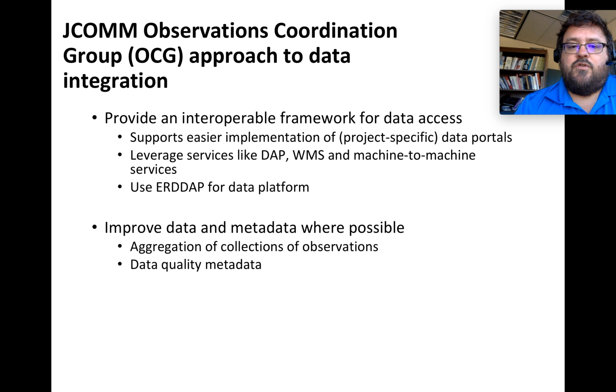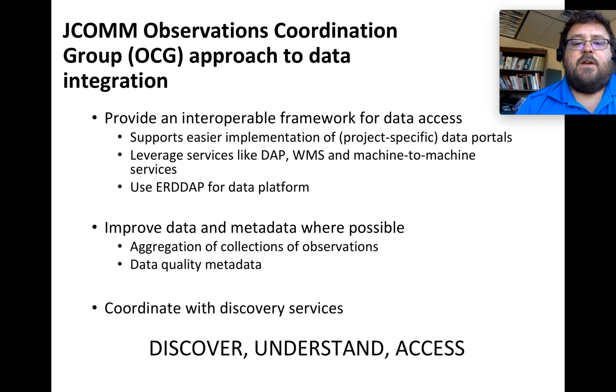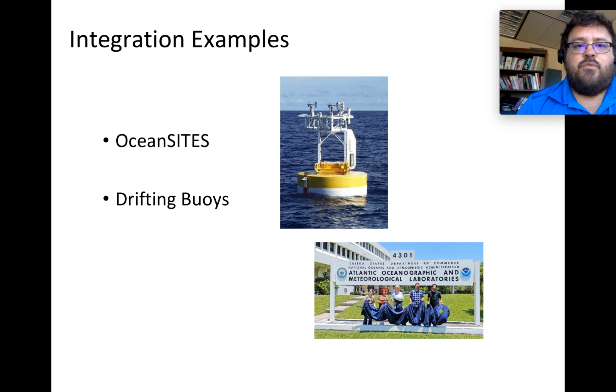We also would like to improve data and metadata where it's possible. So where you have collections of observations, how can we look at that collection as a single aggregation so that we don't have to look at individual feature types in order to understand the data? And we also would like, of course, as part of this framework, to coordinate with discovery services so that the data can be found. So discover, understand, and access is really what we're trying to improve.